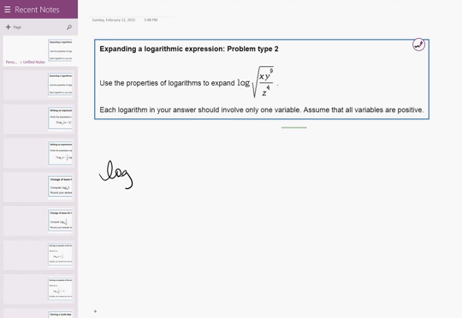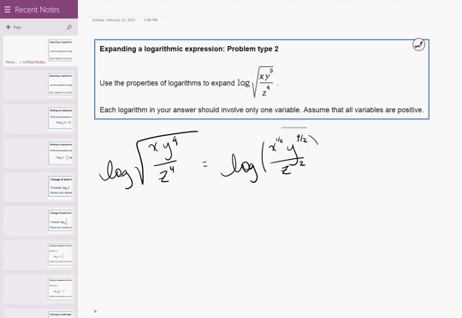So I have the log base 10 of the square root of x y to the 9th over z to the 4th. That is equal to the log of x to the 1/2 y to the 9/2, with z squared in the denominator. And now I will use my properties to take these apart. This is the log of x to the 1/2 y to the 9/2 minus the log of z squared.